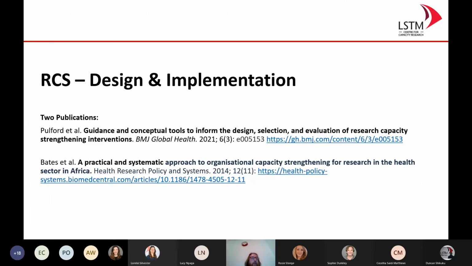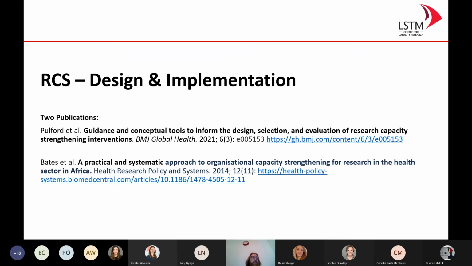Well, that's enough about RCS definition. Hopefully that's clear about what we're talking about today. I want to move now to design and implementation considerations. So designing an RCS program that you might want to present in your research proposal, and thinking through some of the implementation considerations of that.